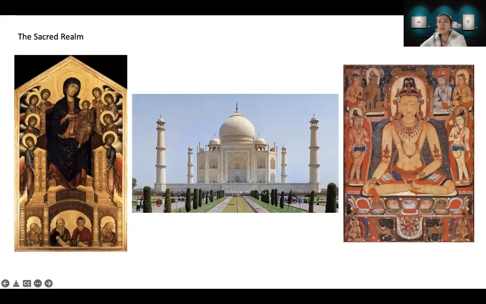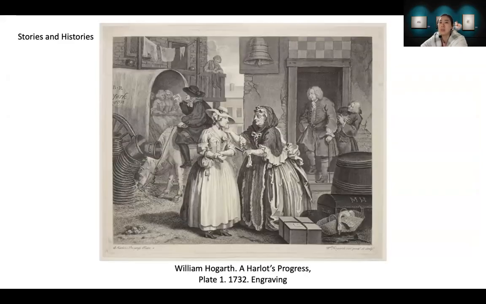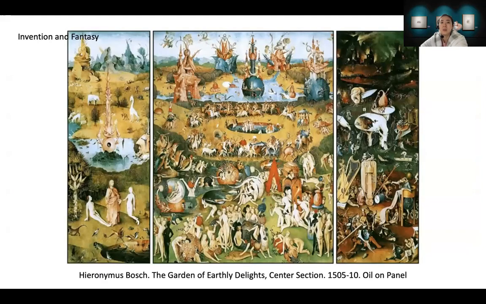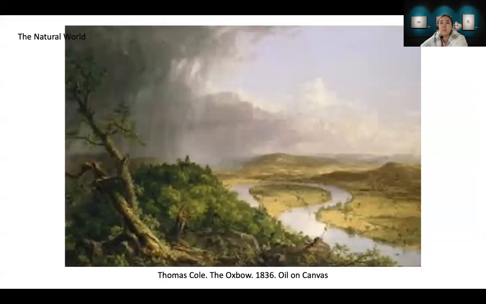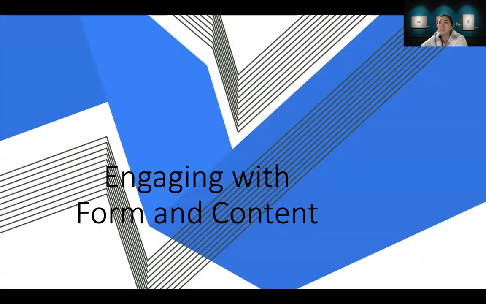So here is the example: the sacred realm, politics and the social order, another politics and the social order work, stories and the histories, picturing the here and now, invention and fantasy, the natural world, reflecting on the human experience. That's it. Now, let's see the formal analysis in this chapter, engaging with form and content.